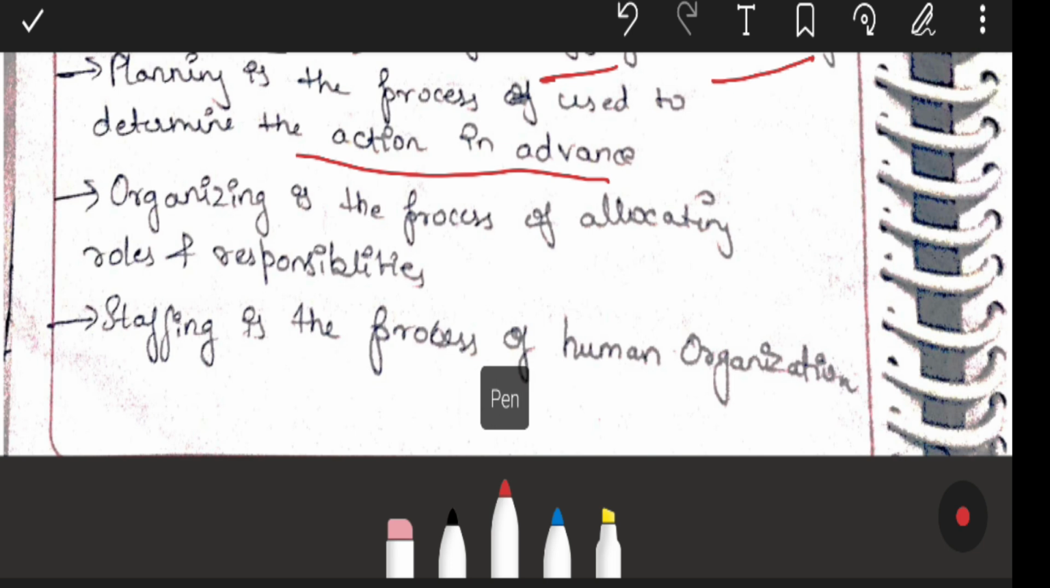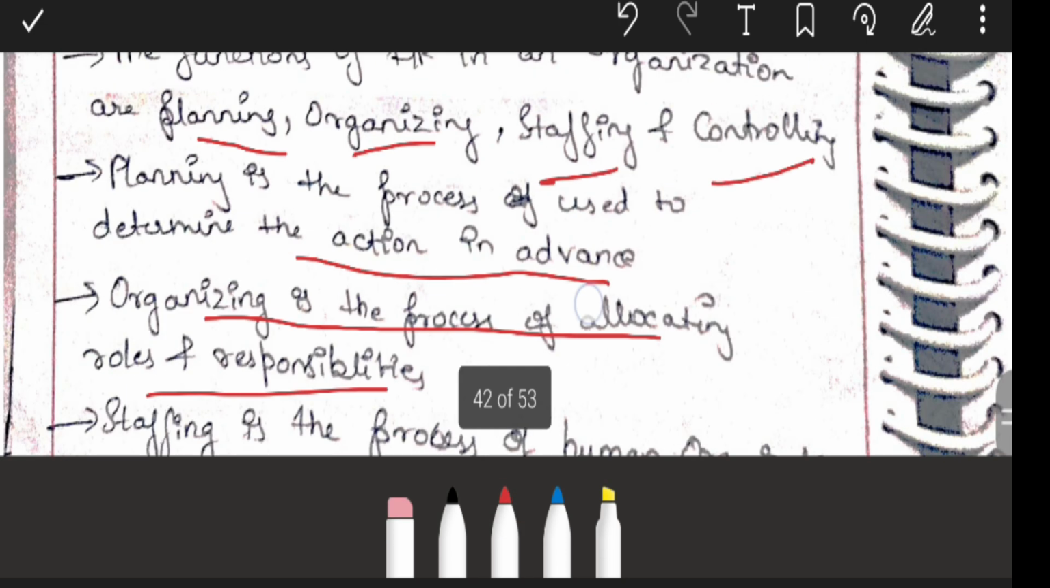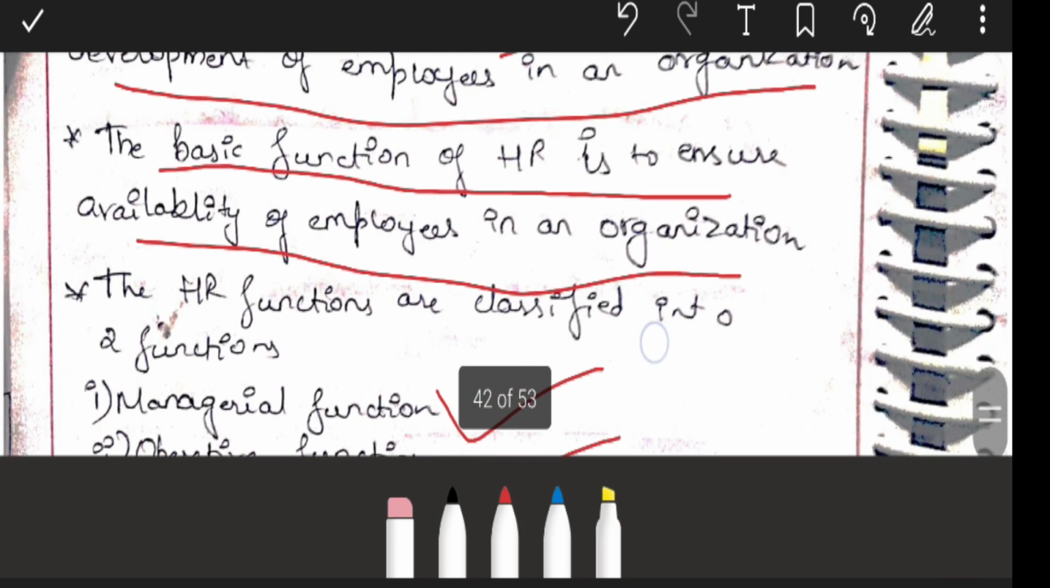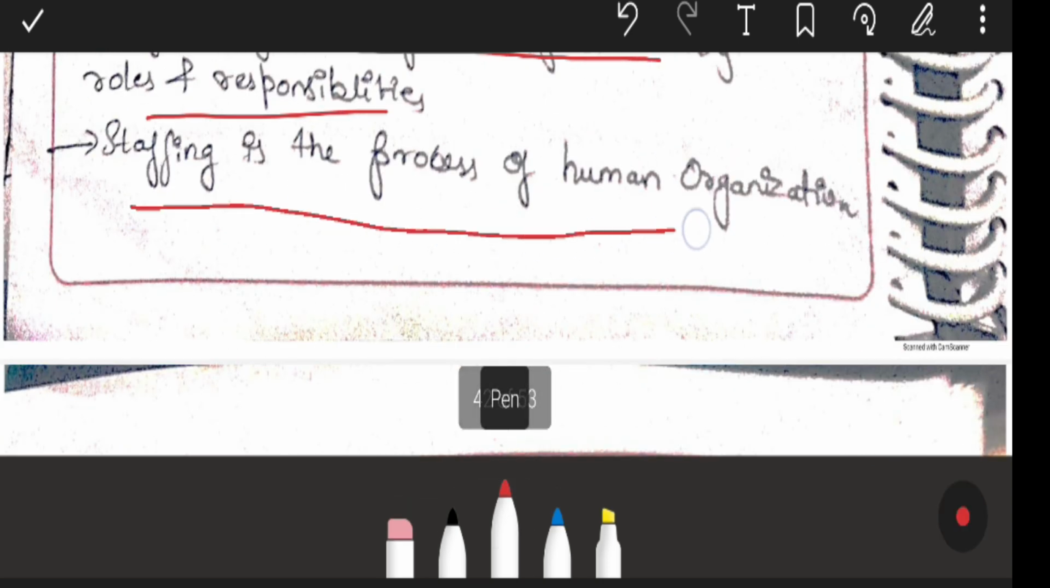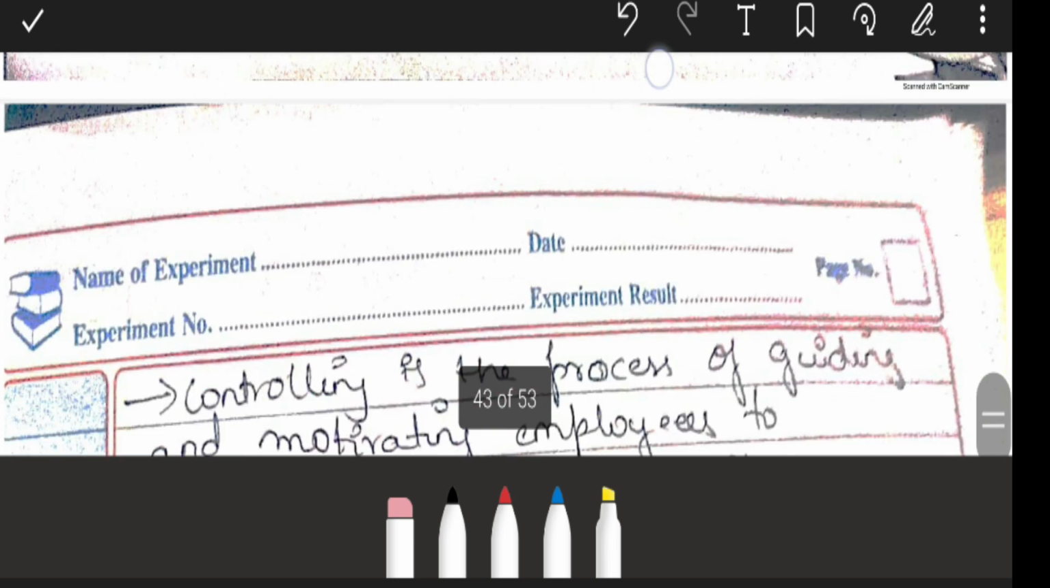Organizing. Organizing is a process of allocating roles and responsibilities. What you have studied in the first module, the functional areas of management, you have to apply the same thing here. In which part? HR part. Staffing. Staffing is a process of human organization. This also we have studied.